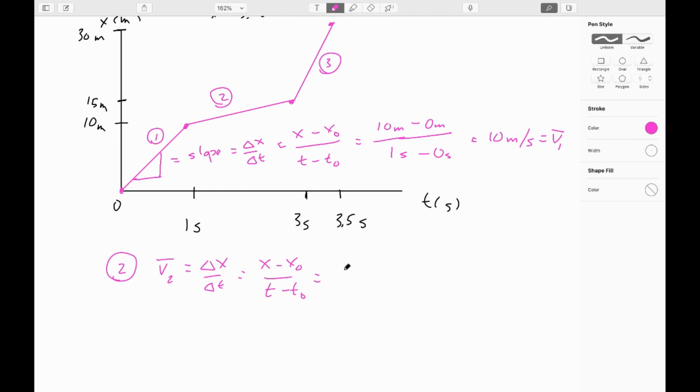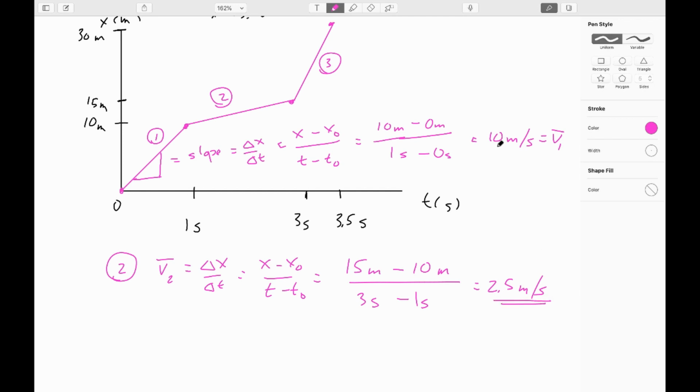But now we got to be careful. So putting in the final values shouldn't be too bad. That's going to be 15 meters. But what's the initial value? The initial value is the value at the beginning of the interval, which is 10 meters. So this would be 15 meters minus 10 meters. What's my final time? 3 seconds. What's my initial time? Again, at the beginning of the interval, 1 second. So this will be 5 meters over 2 seconds is 2.5 meters per second.